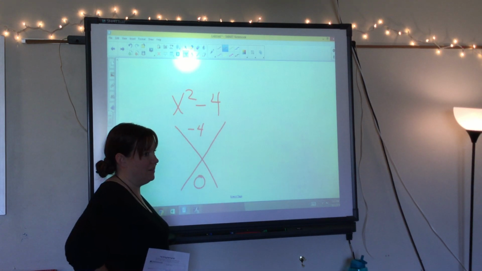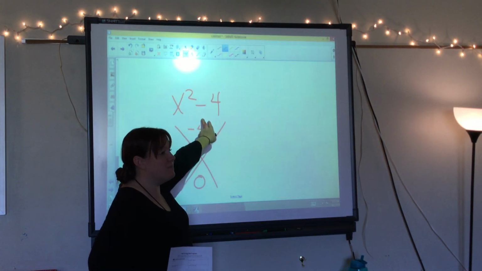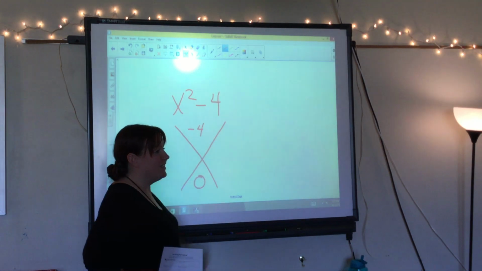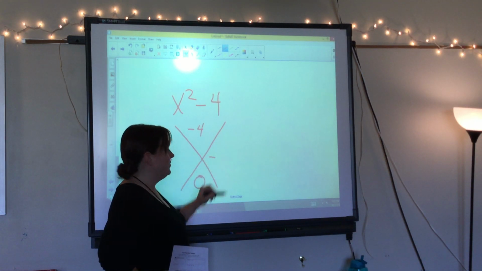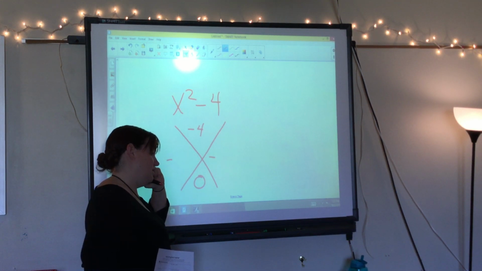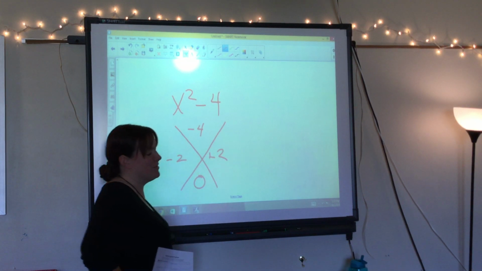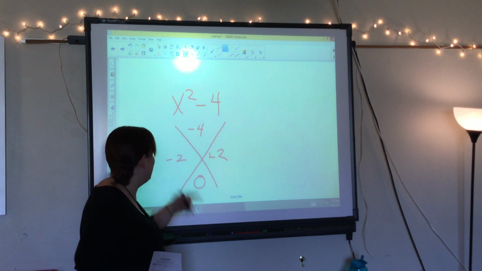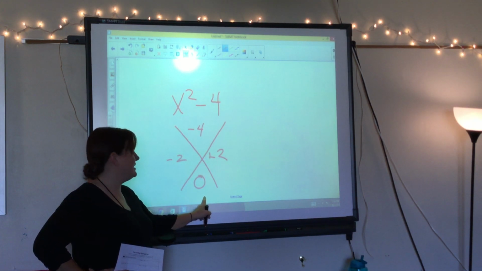There's no b. You see there's no b in here? That would be a 0 times x. So what you're going to do is a -4 and a 4. You think 2 4s would multiply to 4? Just kidding. A 2 and a 2. These would multiply to -4, but they would add to 0, wouldn't they?